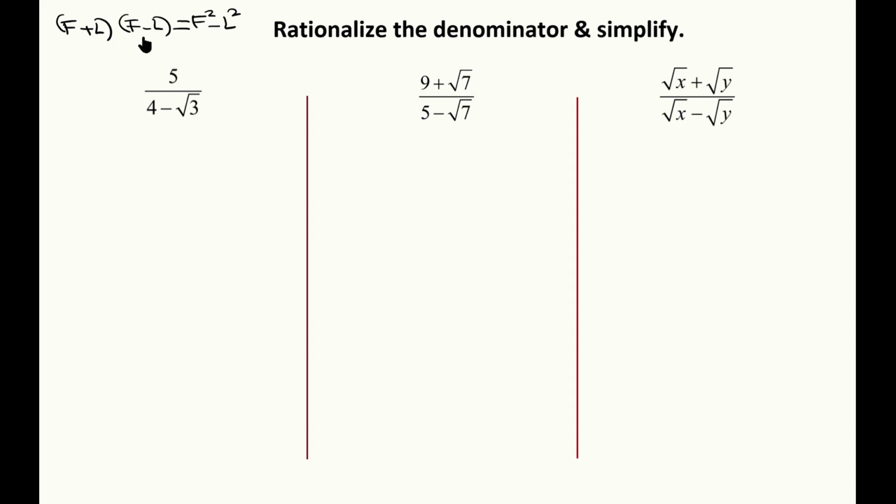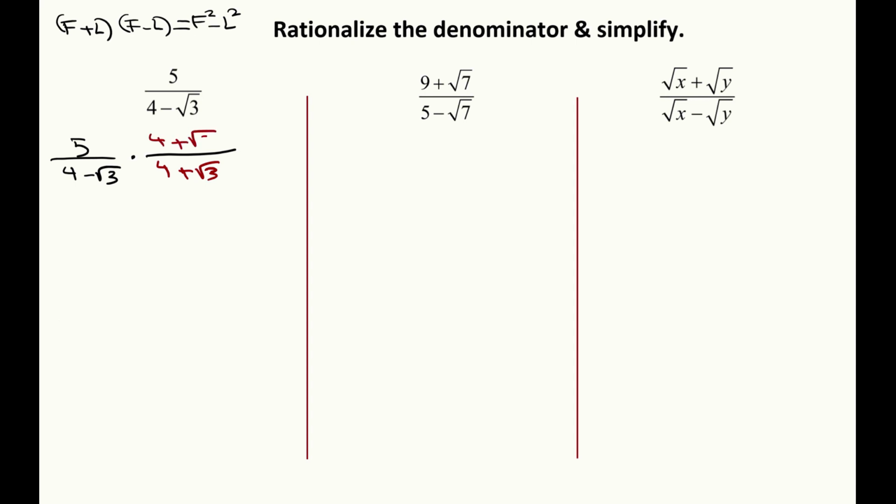And these are called conjugates. And that's precisely what we're going to need here to help us simplify these. So if I write 5 over 4 minus radical 3 and multiply not just by radical 3, but by the conjugate of 4 minus radical 3, which is namely 4 plus radical 3, that's how I will completely get rid of the radical down there.